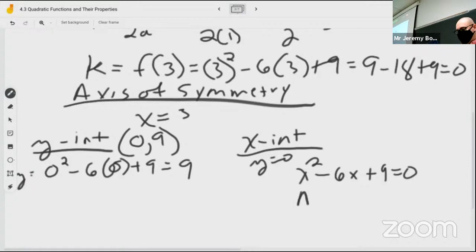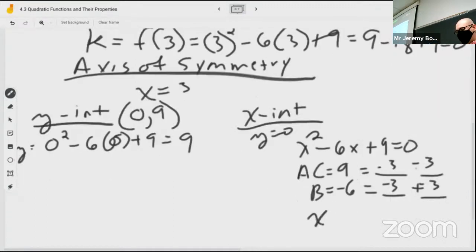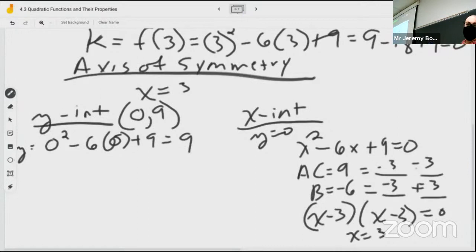Does it factor? AC is 9. B is -6. So it looks like we could do a -3 and a -3. So this is going to factor to be (x minus 3) times (x minus 3). And that's going to give us a solution of x is equal to 3. So we only have one x-intercept here, and that x-intercept is going to be (3, 0). Hey, that's our vertex. If the y value on your vertex is 0, then that's going to be your x-intercept as well.